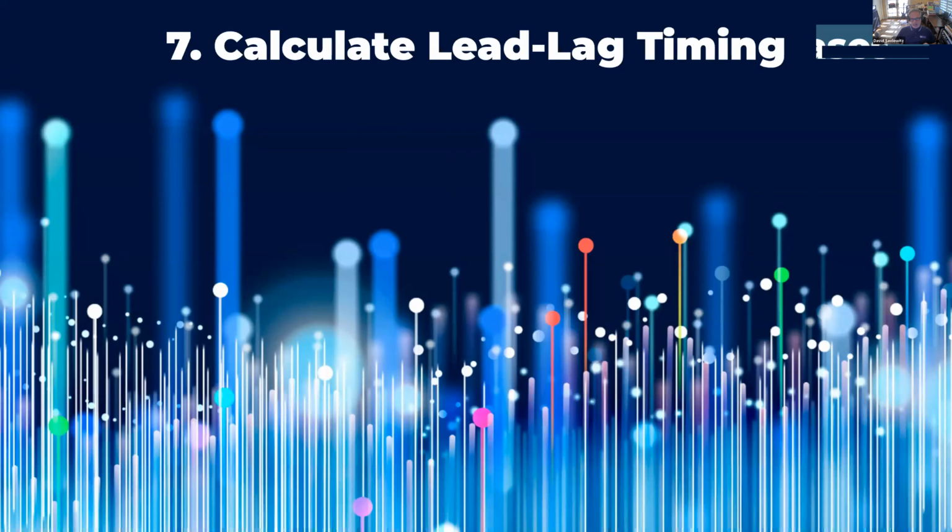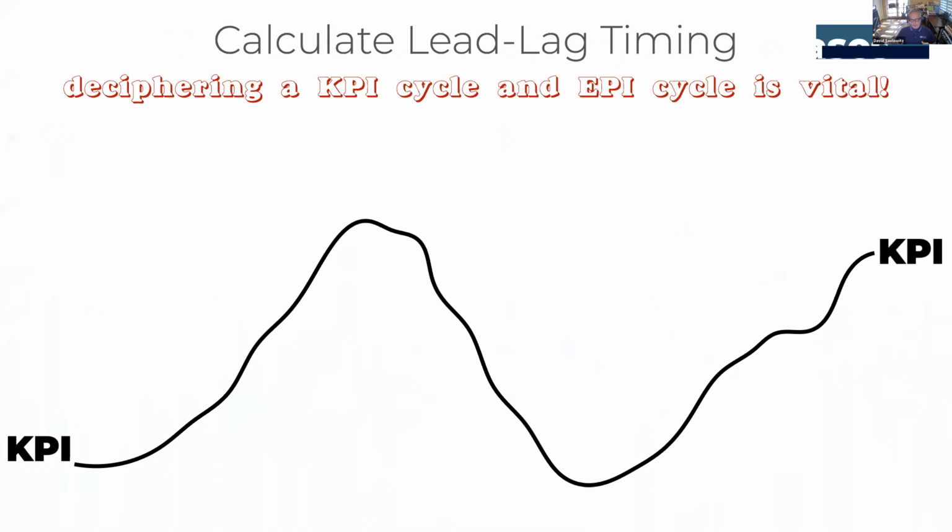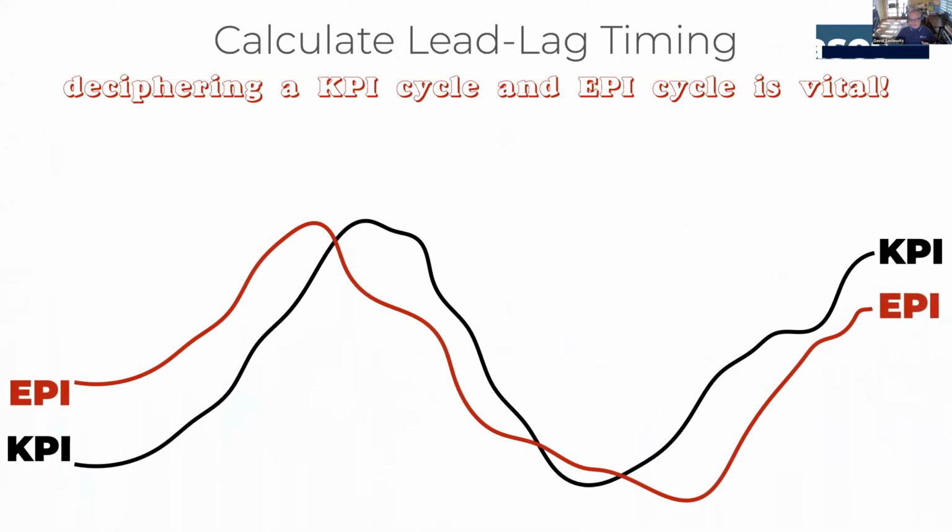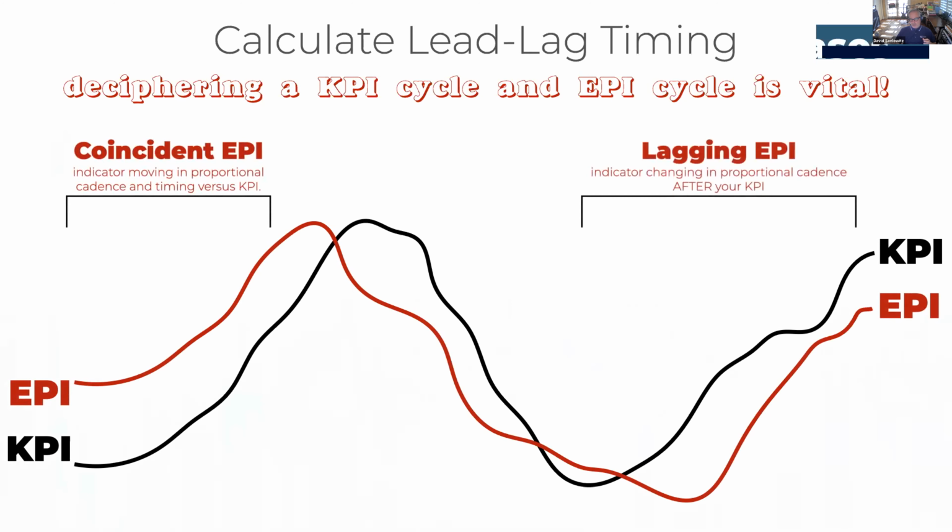Seven, you need to calculate lead-lag timing. Deciphering a KPI cycle and the EPI cycle, again, EPI is our acronym for external performance indicator, is absolutely vital. Imagine you have a KPI time series that looks like this, and you have an EPI that perhaps behaves like that. You really need to understand and identify which are coincident, which are lagging, and which, of course, the most important, are leading.